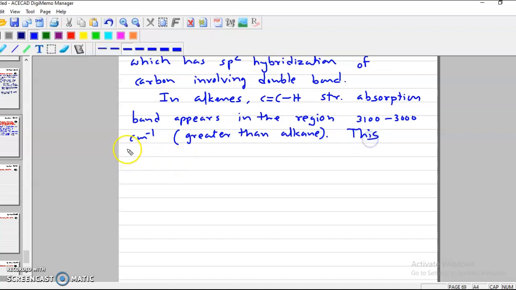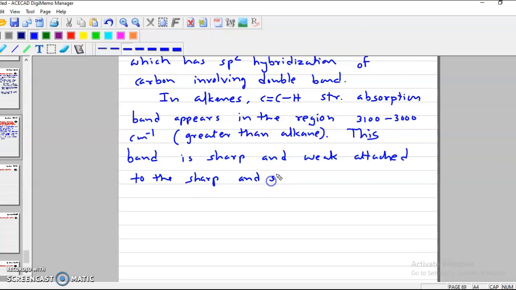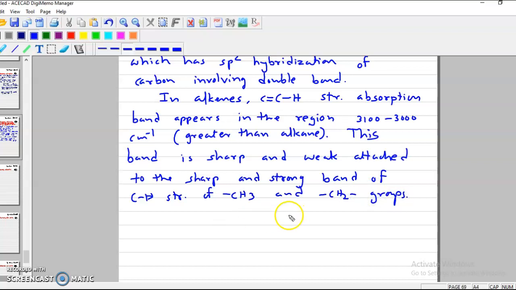This band is sharp and weak, attached to the sharp and strong band of CH stretching of methyl group and methylene group. So the bands appear like this.